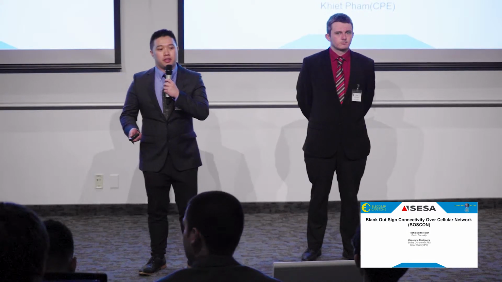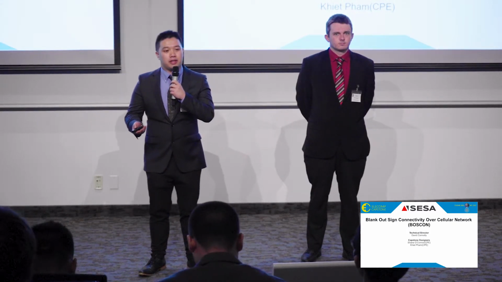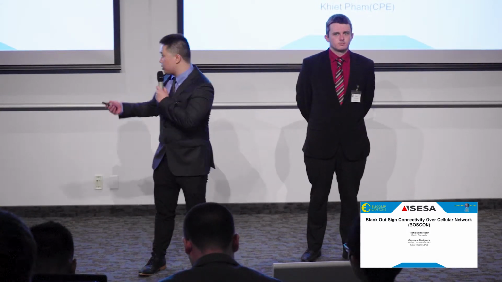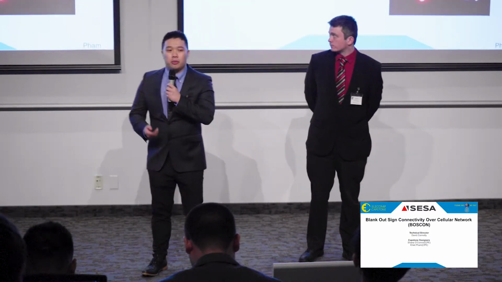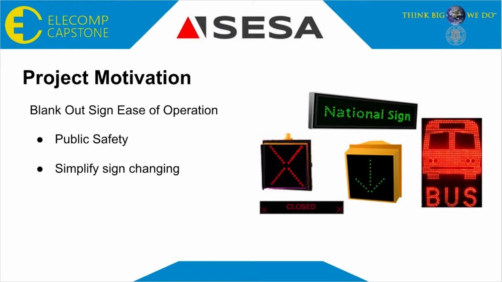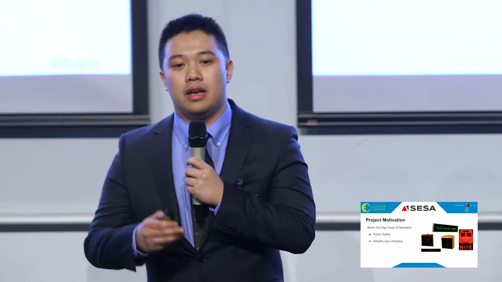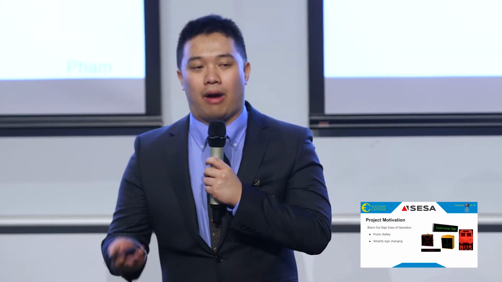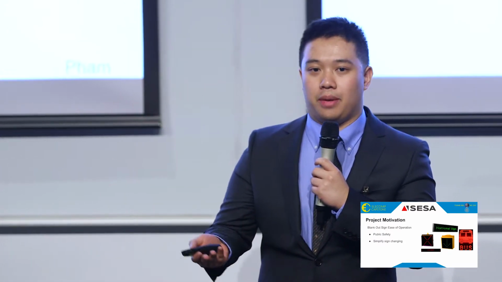We are Team SES America, and we're here to talk about blank out sign connectivity over a cellular network. So before we talk about project motivation, I want to answer this important question of what a blank out sign really is. Well, it is essentially an array of LEDs held together by a metal casing that functions to display a variety of predefined messages. So, for example, no left turn, no right turn, and an incoming pedestrian.